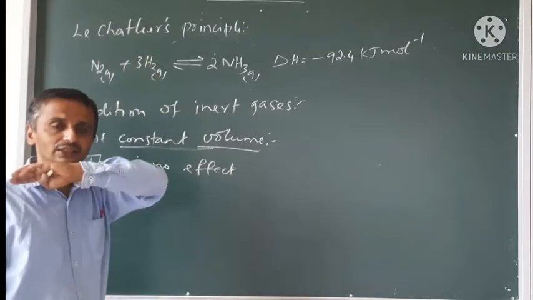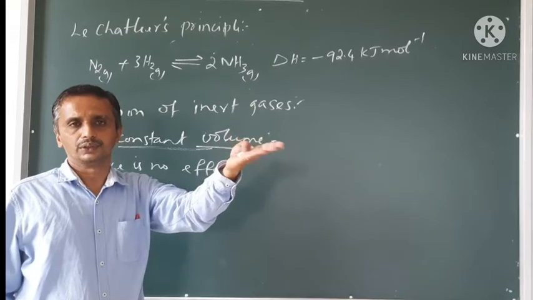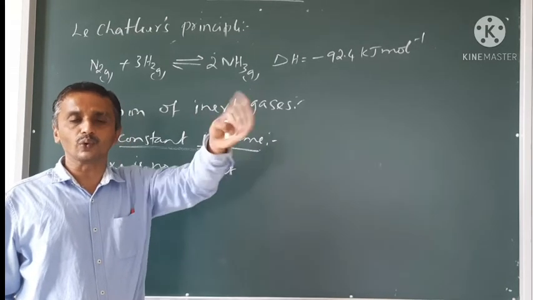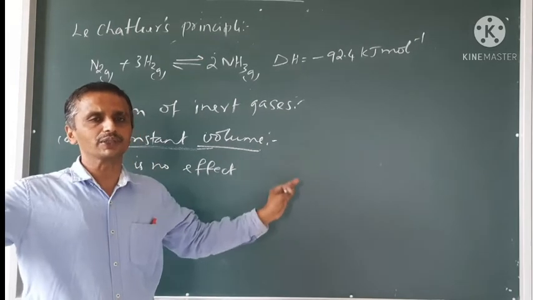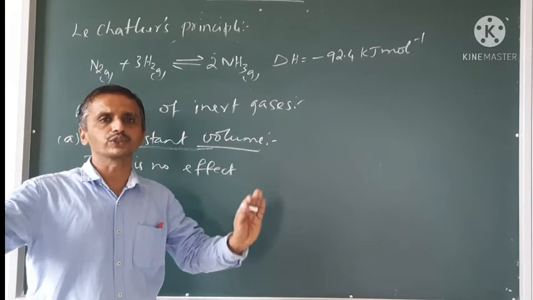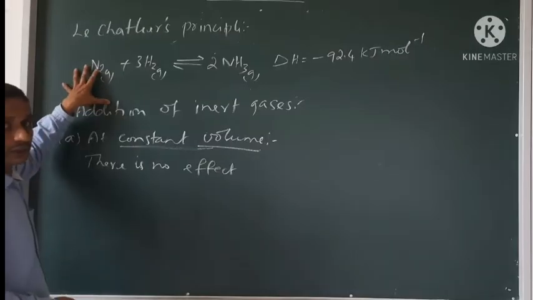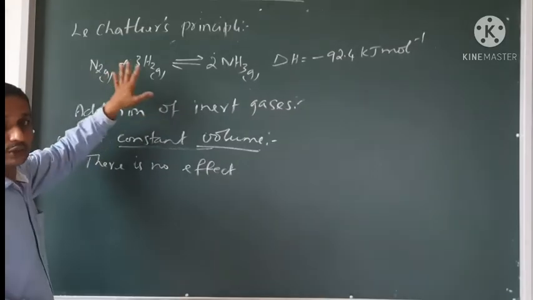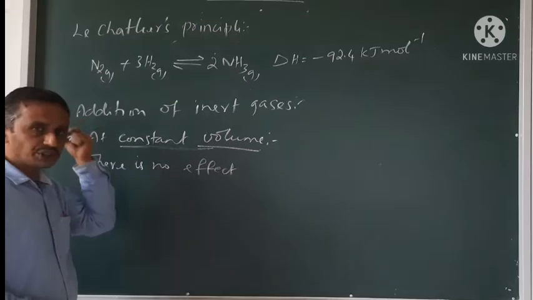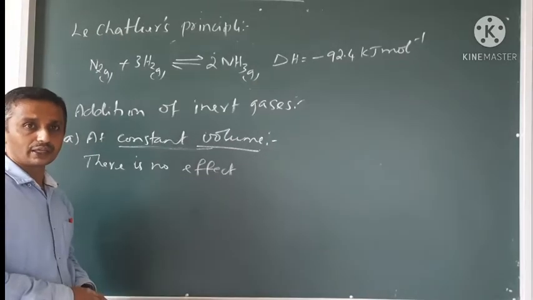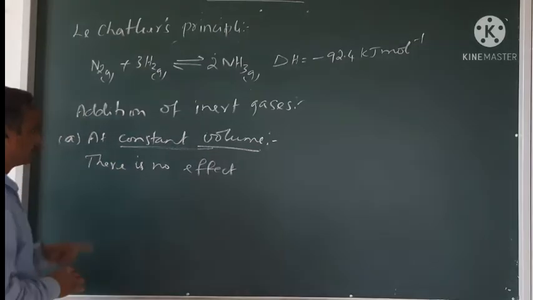In the previous case, whether constant volume or constant pressure, that is N2 plus O2 giving NO, any effect will not be there because the number of moles are the same in the reactant and the product side. Whereas here, the number of reactant molecules and product molecules are not the same. Therefore, at constant volume, no effect will be there, whereas at constant pressure, there will be an effect also.